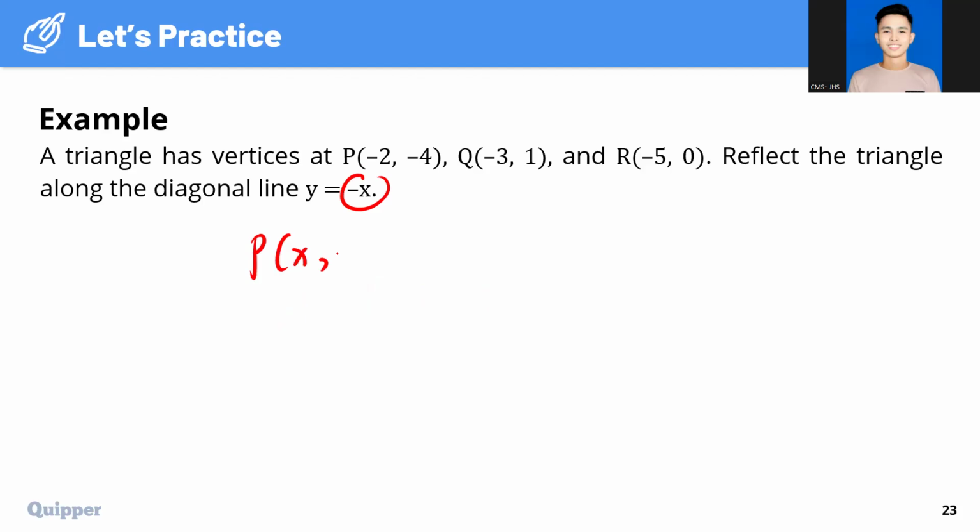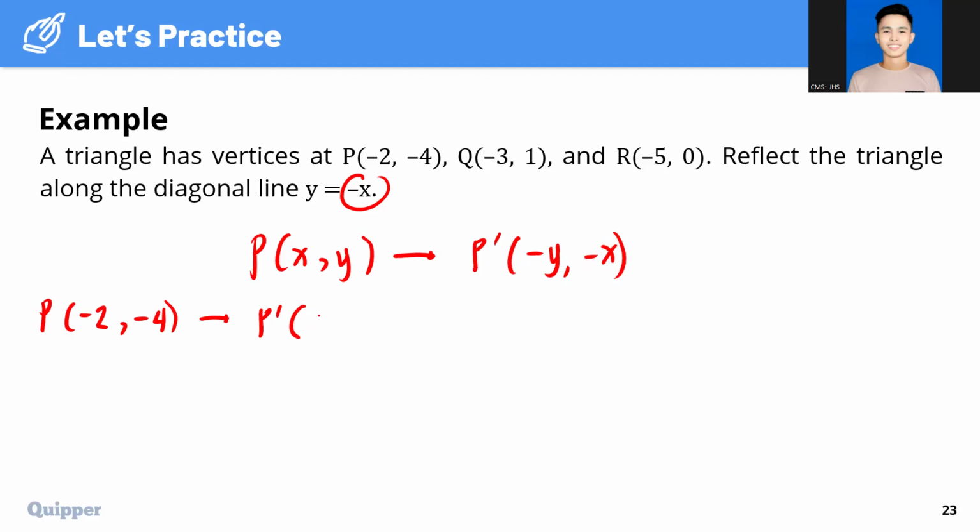I'll write here what we need to do if it's along diagonal line y equals negative x. So from P(x, y), it will become P prime. Switch their positions and flip the sign: negative y, negative x. Let's do this. So for point P, negative 2, negative 4, it will become P prime. Switch positions, change sign. 4, 2.